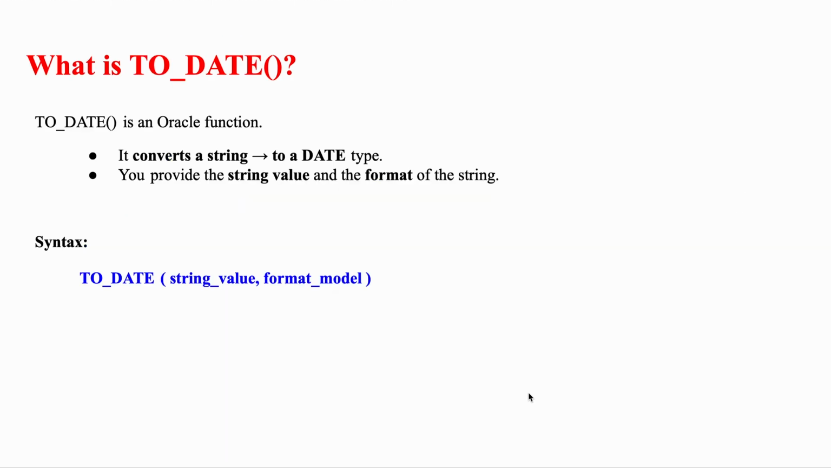Now let's look at TO_DATE, which is another Oracle function. It's used when you have a date stored as a string and you want to convert it into an actual date type, so you can do proper date operations on it. You simply provide the string value and tell SQL what format that string is in. It's a very useful function when you are working with imported data or user input where a date might be stored as text. Let's see an example next.